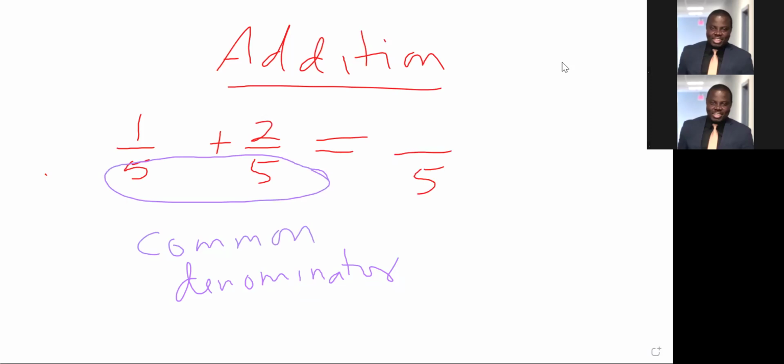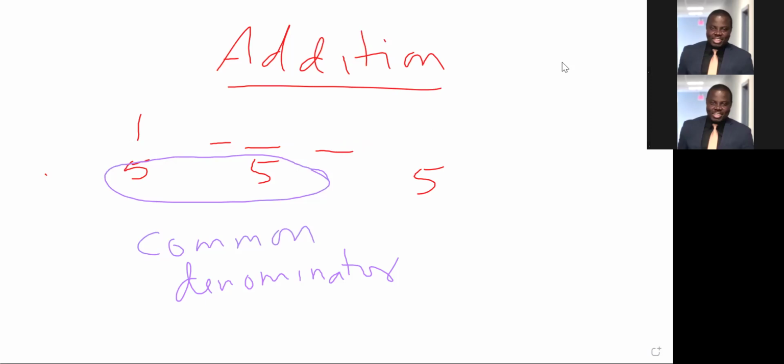And then you're going to add the top. And we're adding the top because it's an addition problem. We've got 1/5 plus 2/5. So 1 plus 2 gives me a 3. Boom, I'm done. 3/5.